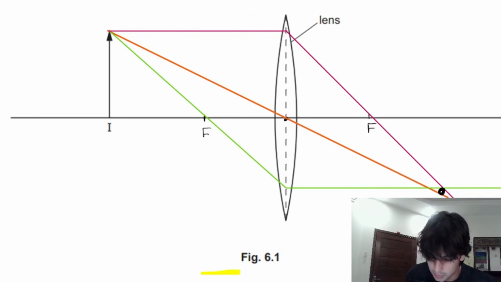Let's say this is the point where they intersect. This point of intersection is where the object is going to be viewed as the image. So we're going to go up, and we can see that this object is inverted as well.